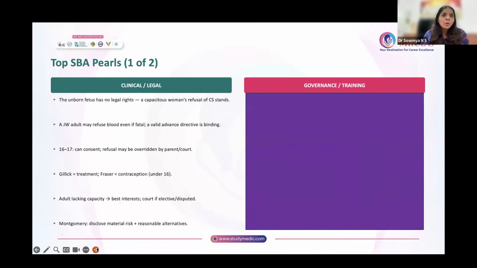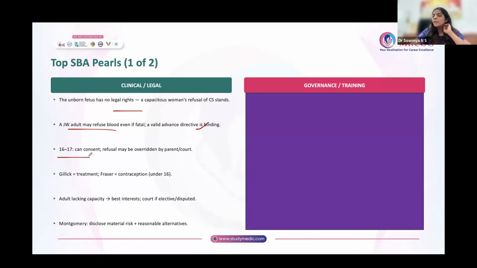Now I have a lot of things which I am going to repeat, so it would be like rapid fire. Focus and listen. Unborn fetus has no right, so the woman holds all the autonomy. A Jehovah's Witness may refuse blood even if fatal if she has an advance directive. Adult, I am talking about. They have to give an advance directive. However, they can change their mind anytime.